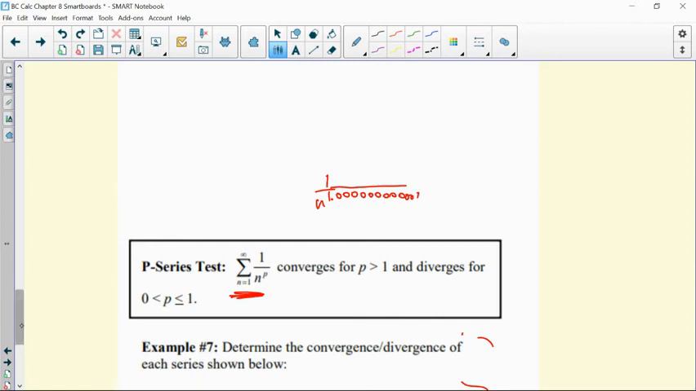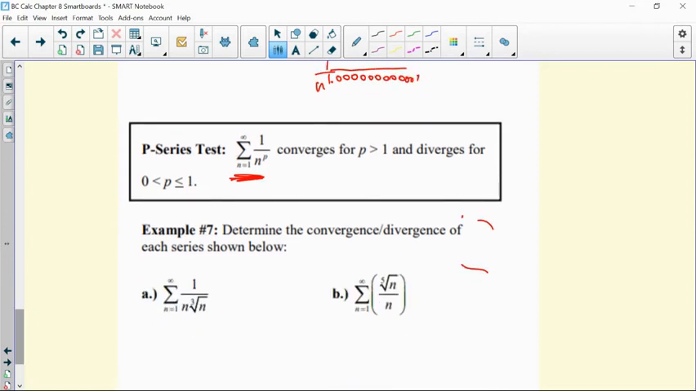So here's how you could use the p-series test to determine, does it converge or does it diverge? And again, it doesn't tell us what the sum is. It just tells us the behavior. And so when it says determine the convergence or divergence of a series, we're really looking at the behavior of that series. Okay. So we look at this.